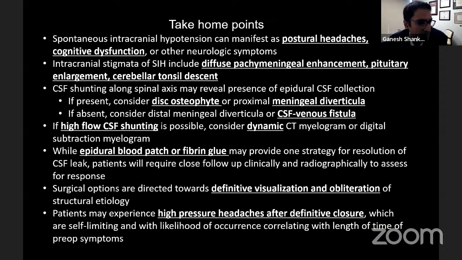Patients presenting with spontaneous intracranial hypotension can manifest as postural headaches, cognitive dysfunction, or other neurologic symptoms. The key intracranial radiographic stigmata are pachymeningeal enhancement, as well as other findings that we discussed. CSF shunting along the spinal axis really starts with an understanding of, is there an epidural collection or not?